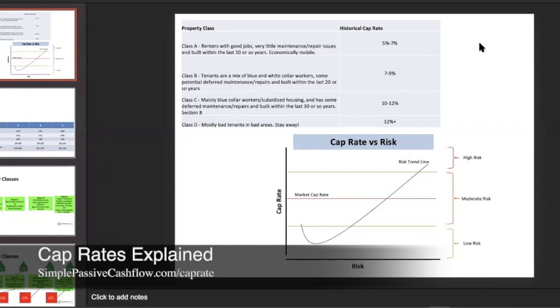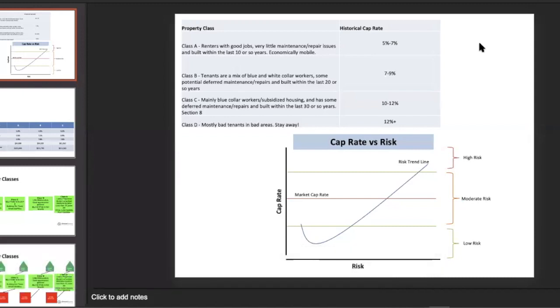This property class, there's A, B, C, D. A class is the luxury type of properties. B class and C class are the type of properties that we like to pick up because that's the optimal level of headaches to cash flow. Class D is the bad tenants, bad areas, stay away.